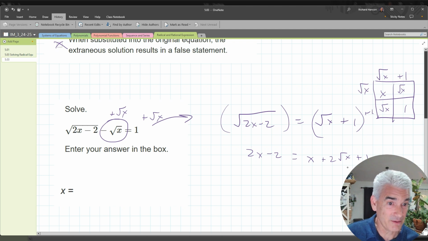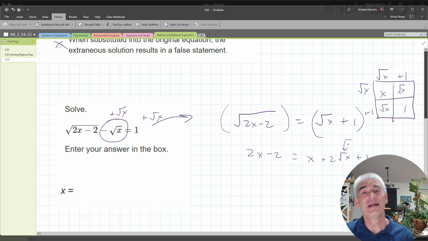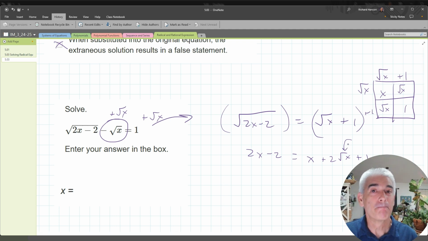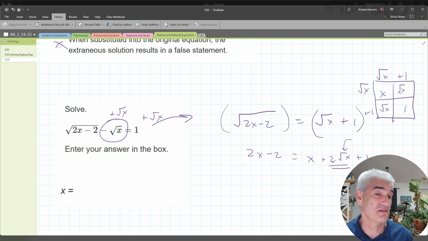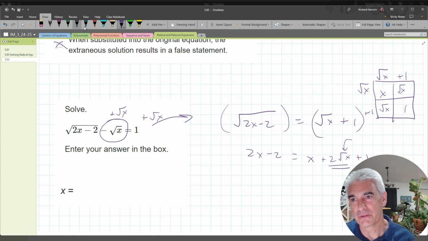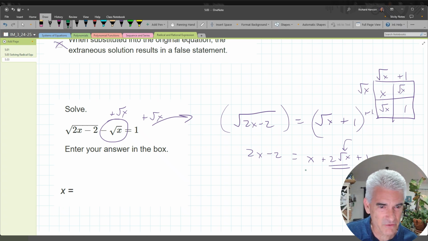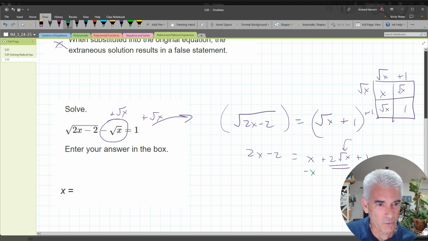Okay, so now I still need to get rid of this radical. I'm going to have to square it again. Every time you square both sides of an equation, you are even more likely to introduce extraneous solutions. So let me try to isolate the radical here. I'm not going to totally isolate it because it's got a 2. I don't want to introduce fractions. So I'm going to minus x from both sides and minus 1. That's all I'm going to do. So minus 1 minus x.